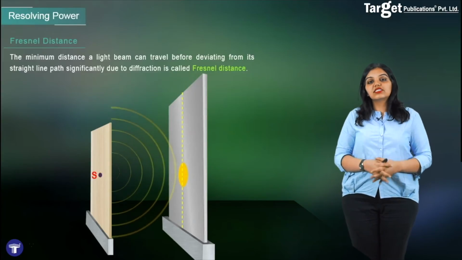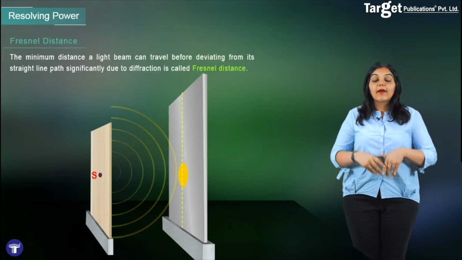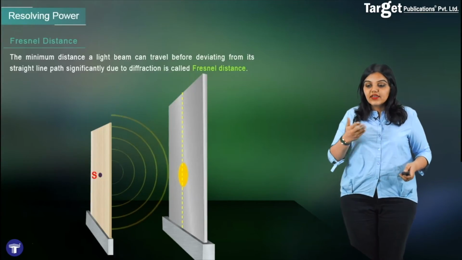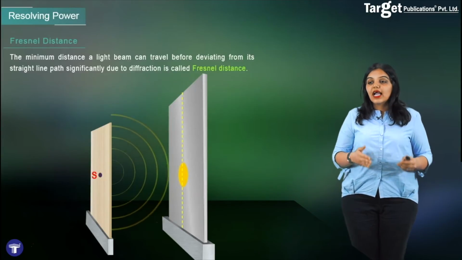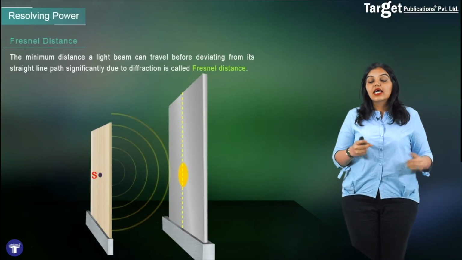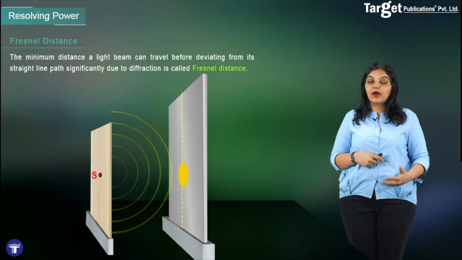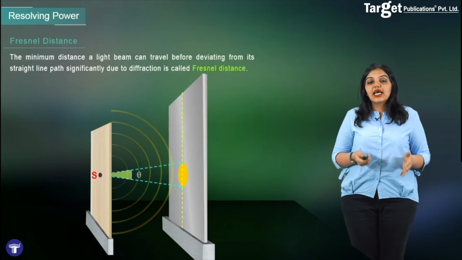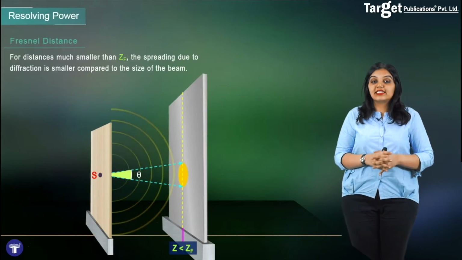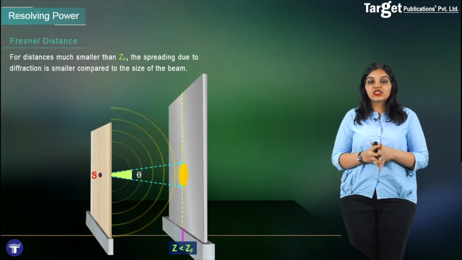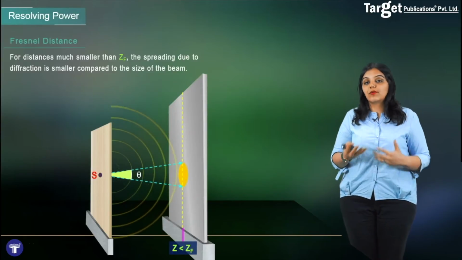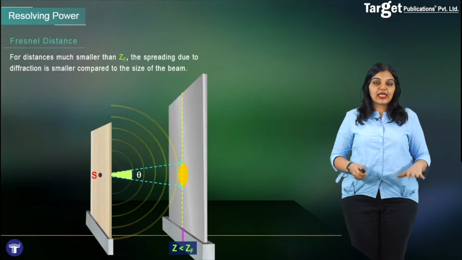So this minimum distance up to which light can travel before it starts deviating from its path is known as the Fresnel distance. Light deviates from its path because of diffraction, and up to a certain point it does not deviate so much that you have to worry about it, but beyond that point you have to start worrying about diffraction effects. So let's say if the distance is much smaller than a value known as ZF, then the spreading due to the diffraction is smaller compared to the size of the beam. In such a case, you can directly use ray optics or geometric optics and not bother about the diffraction effects.